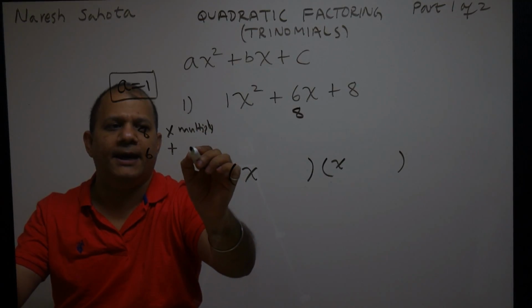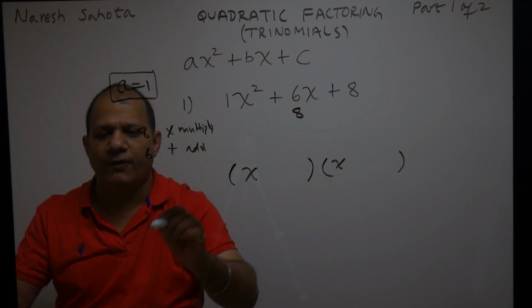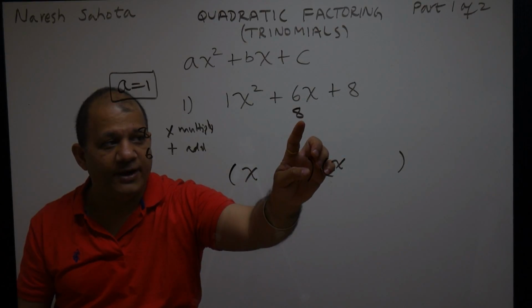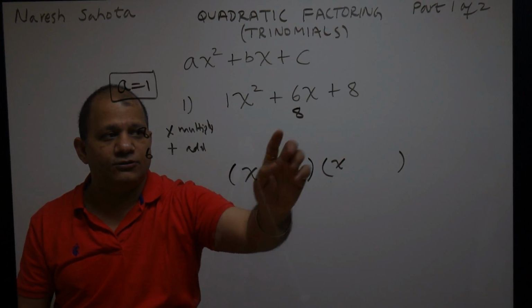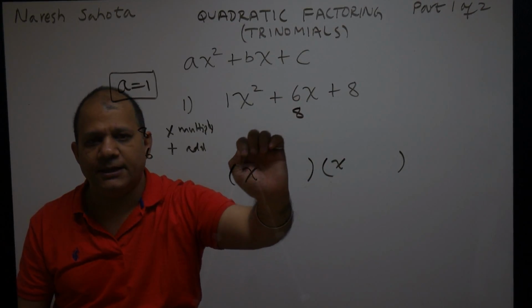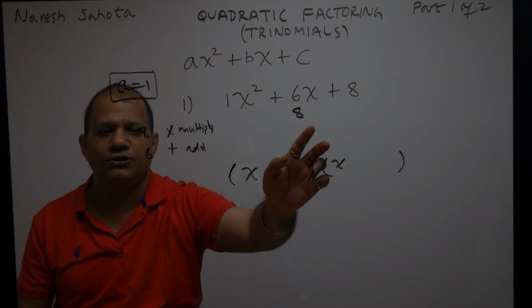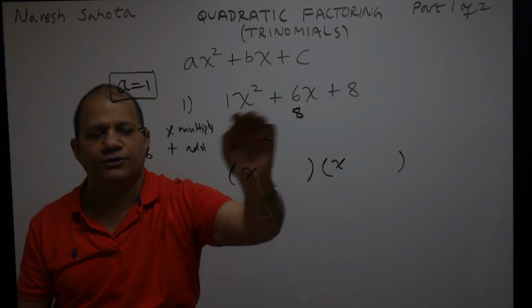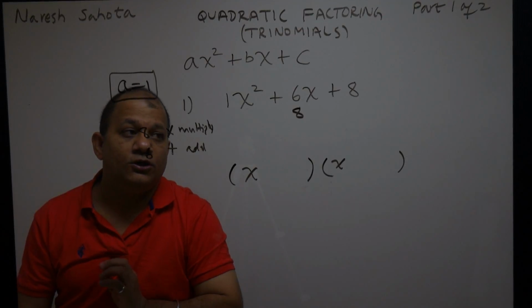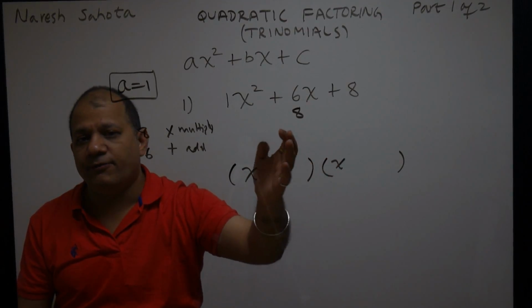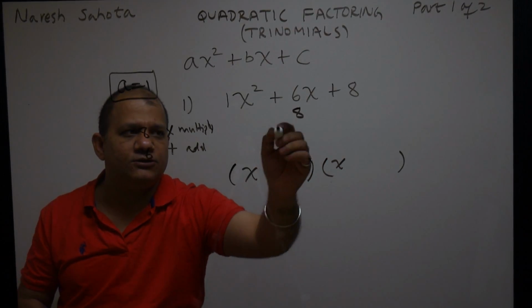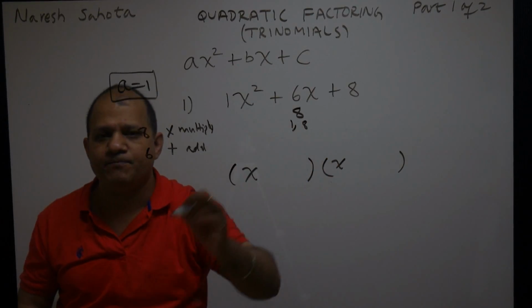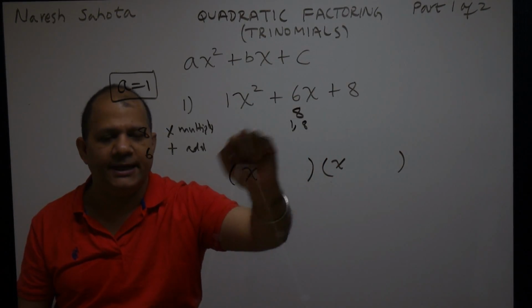Okay, so multiply and then add. So find two numbers or two factors of 8, right? So two numbers that multiply to give you 8, and at the same time when we add those two numbers, we get the coefficient of the middle term. So now make a list of all the factors of 8. So factors of 8 are 1 and 8. So 1 times 8 gives us 8.